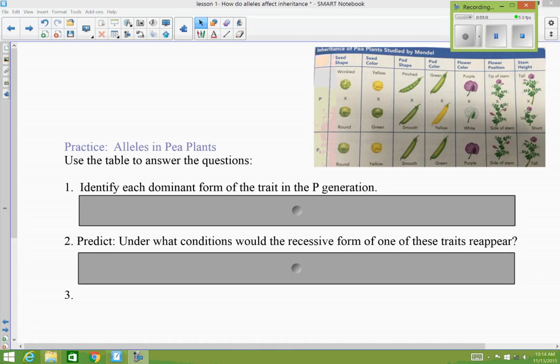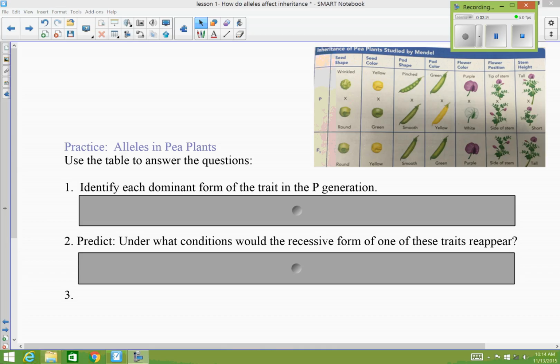Now I'm going to give you a few seconds. I want you to hit pause, and I want you to do pod shape, pod color, flower position, and stem height. Don't forget to hit pause.